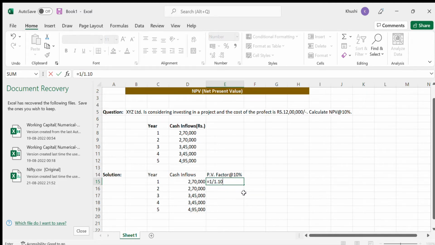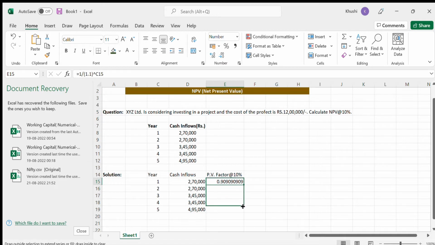So for a quick answer in the Excel, we will just do the power of 1. We will link it. Let's see the second how we are doing. We will just put it in the bracket and link it to the power year, which is 1. Now we will scroll it down and we will get all the PV factor calculated.